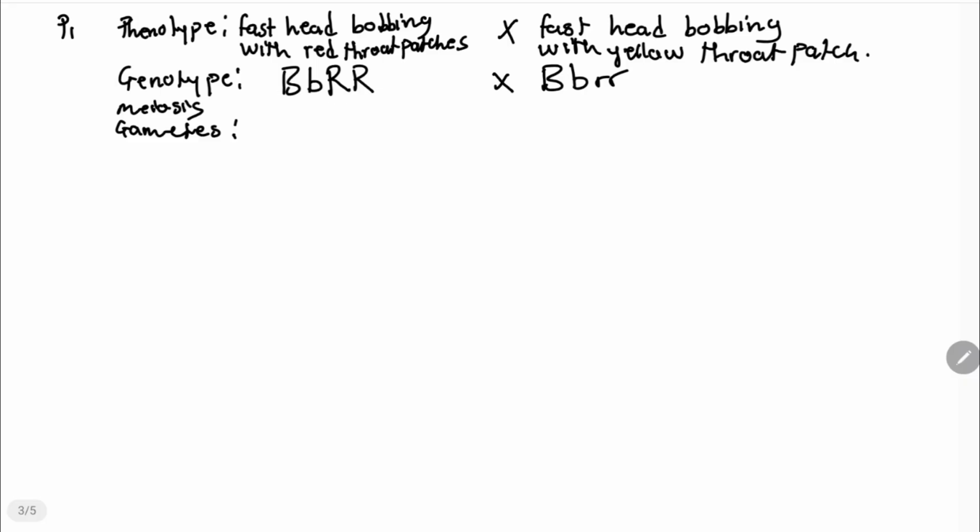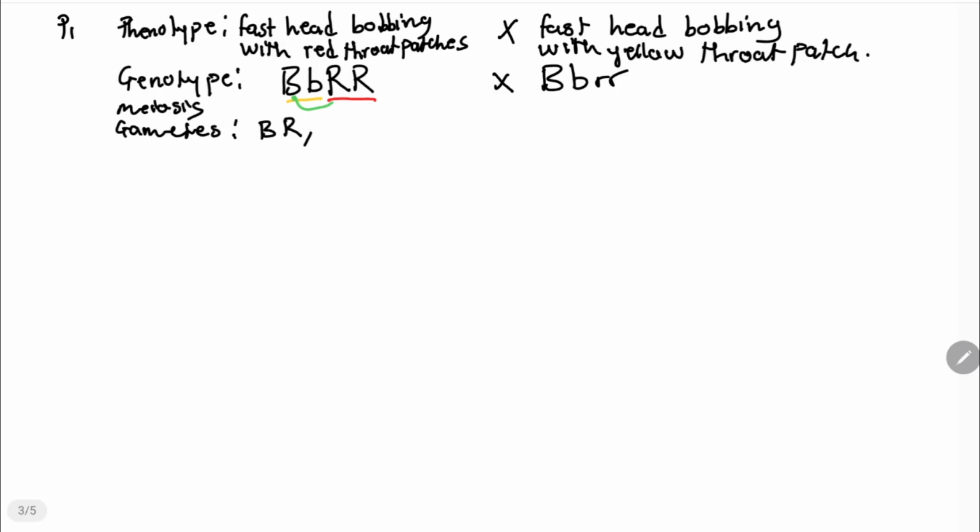So let's try to take this genotype here. It is capital letter B, small letter b, capital letter R, capital letter R. Now, if we separate this genotype, we will have a capital letter B, small letter b on one side, and we will have capital letter R on the other side. Now, how do we perform a genetic cross here? How do we come up with the gametes? This capital letter B will cross with the first capital letter R. Hence, the first gamete will be capital letter B, capital letter R, right?